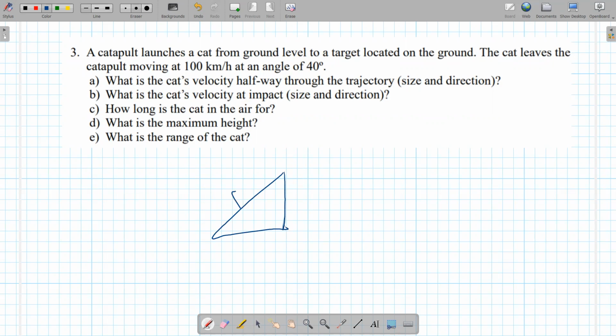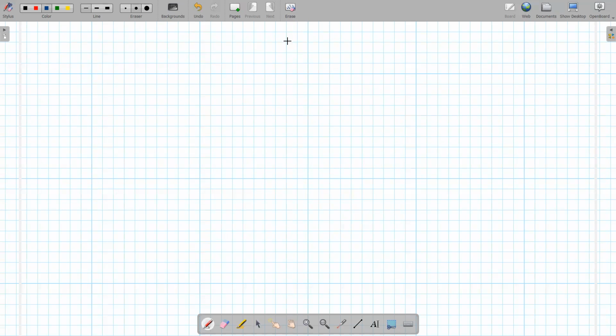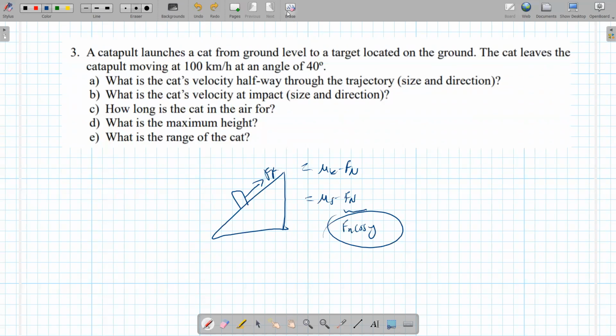Remember this? This is the ramp, and then the friction is this Ff, and Ff is mu k times the normal force, or mu s times the normal force, where normal force is Fg cosine theta. So basically, what's left is banked curve problems and projectile motion. Okay. Let's just start with projectile motion.